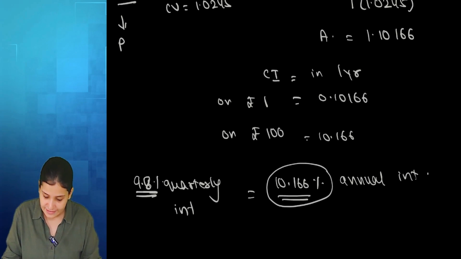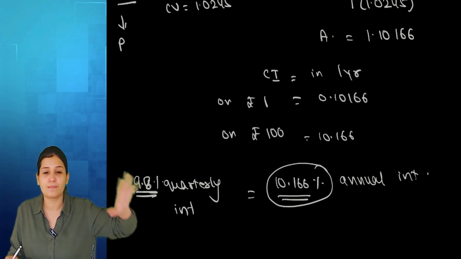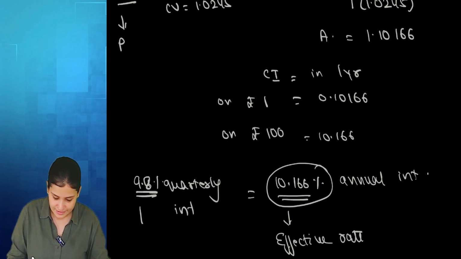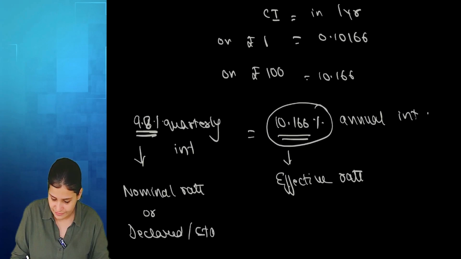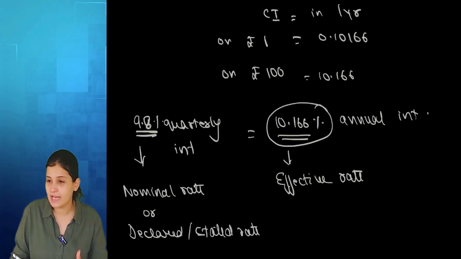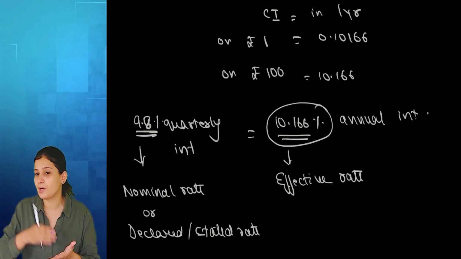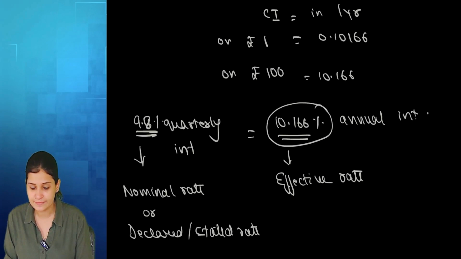So this equivalent annual rate for any quarterly, half yearly or monthly rate is known as the effective rate. And this is known as either your nominal rate, normal rate, declared rate, or stated rate, any word. These rates can be half yearly, quarterly, monthly, any. So converting that into an annual rate without changing the interest amount, this process is the effective rate of interest. Yes?